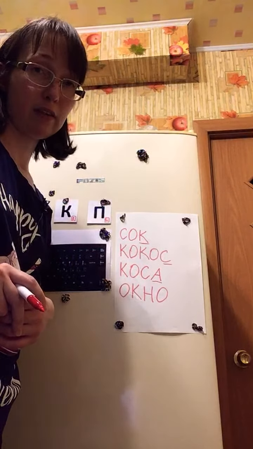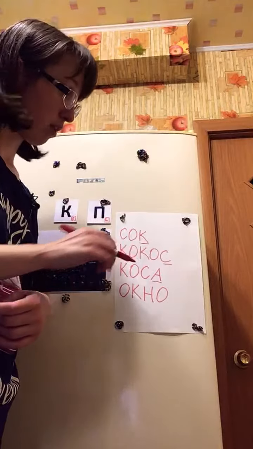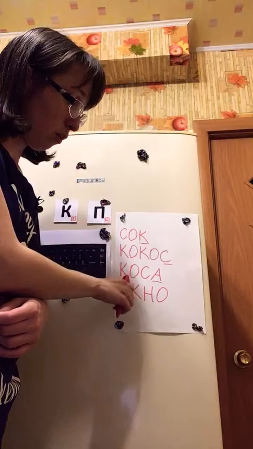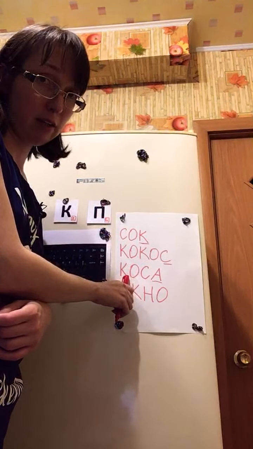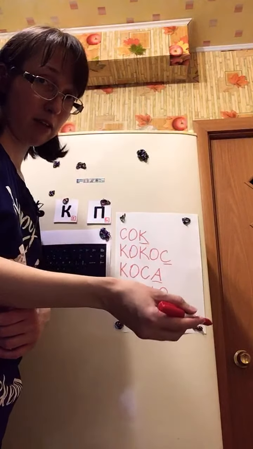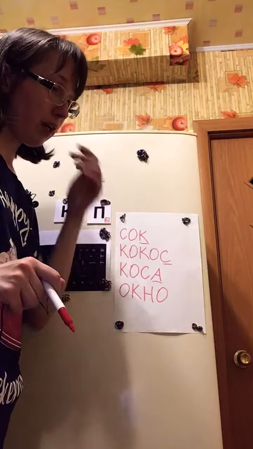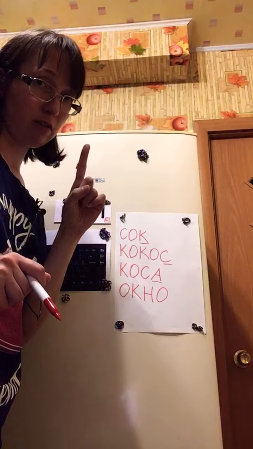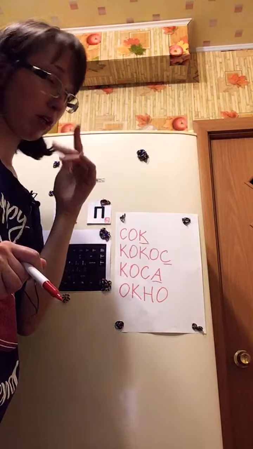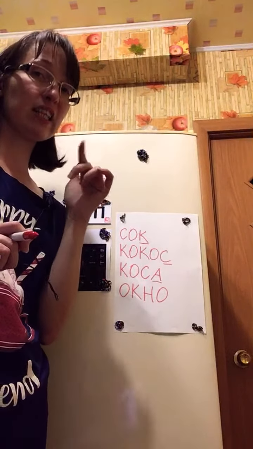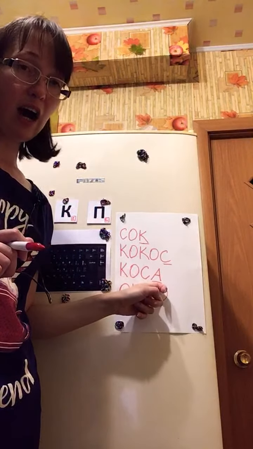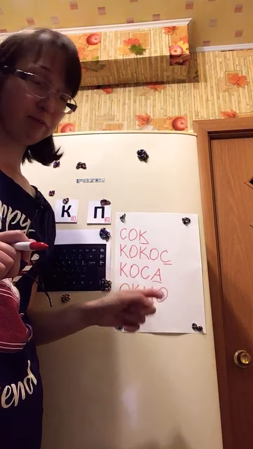A in the end. It means that this noun is feminine. A in the end, so it's feminine. Also, there is one more letter for feminine nouns, but we will learn it later because we didn't learn exactly that letter yet. Okay? So when you see A in the end, it's feminine.